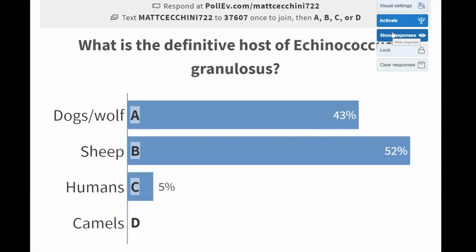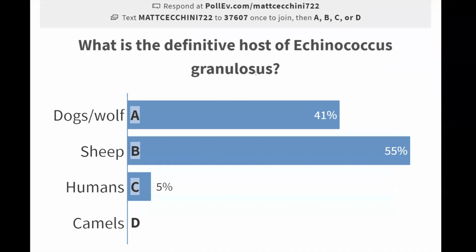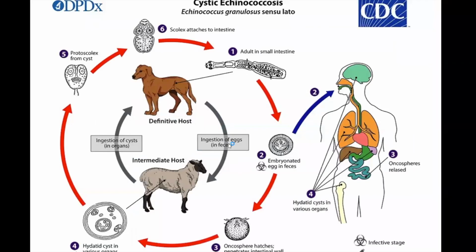Let's see what we got. Oh, interesting. Okay, the answer is actually dogs/wolves. Sheep are actually the intermediate host. We'll go through the life cycle right now. This is a depiction from the CDC, which shows the life cycle of Echinococcus. A dog or a wolf is the definitive host where the full adult-sized worm will form.